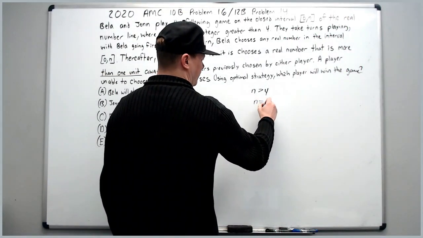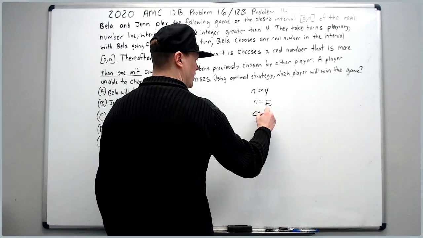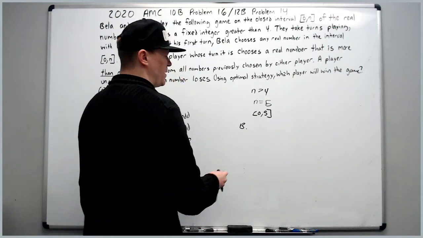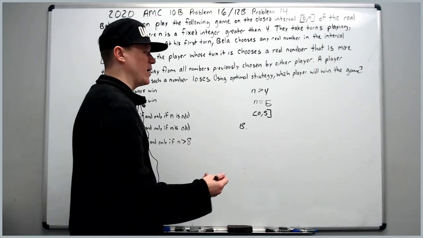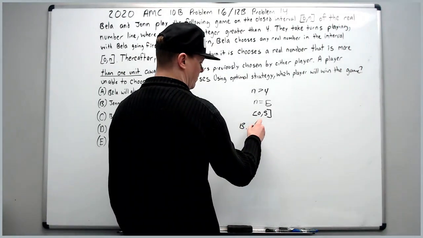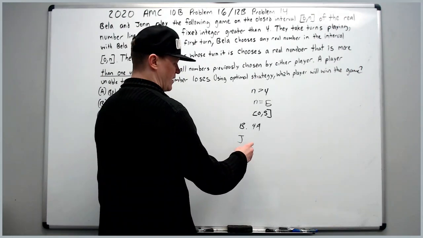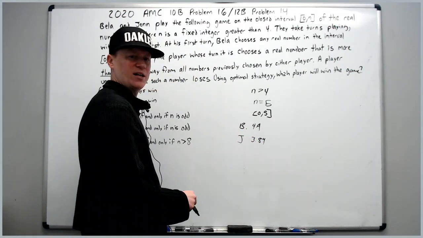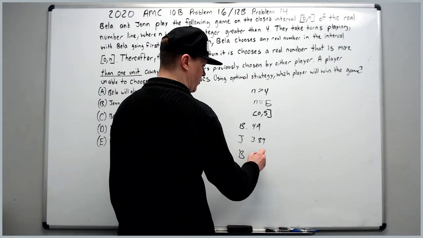Start with n equals 5, because it has to be an integer greater than 4. So now you have this interval from 0 to 5. Okay, now Bella's going to go first. What would be the optimal strategy? We don't really know. Try doing some trial and error, see what happens. Let's say, whatever, it doesn't really matter. Bella chooses 4.9. Then Jen goes and she chooses 3.89, because that's more than 1 unit away from 4.9. Then Bella goes and she would choose, let's say, 1.5.